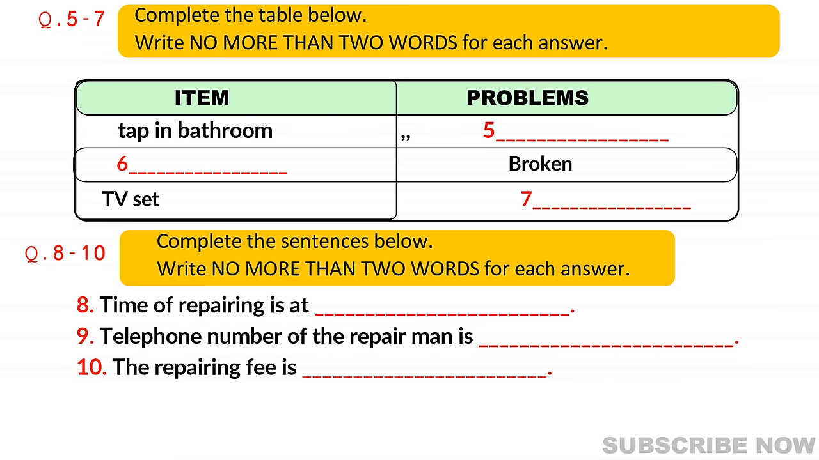Well, what are the problems that you've been having? The first thing is the bathroom tap. Let me take notes. Tap in your bathroom. What's wrong with it? It is leaking. I'd really hope to get that replaced right now. Okay, how about this afternoon?